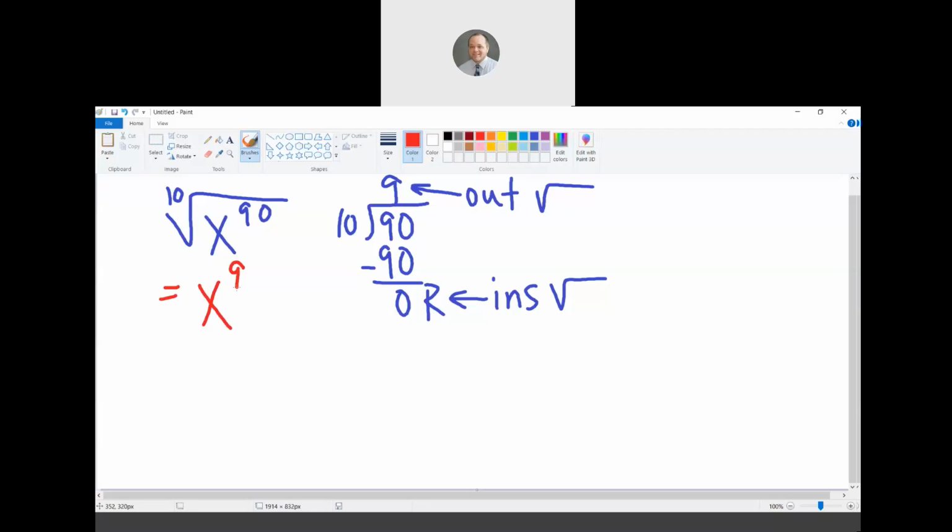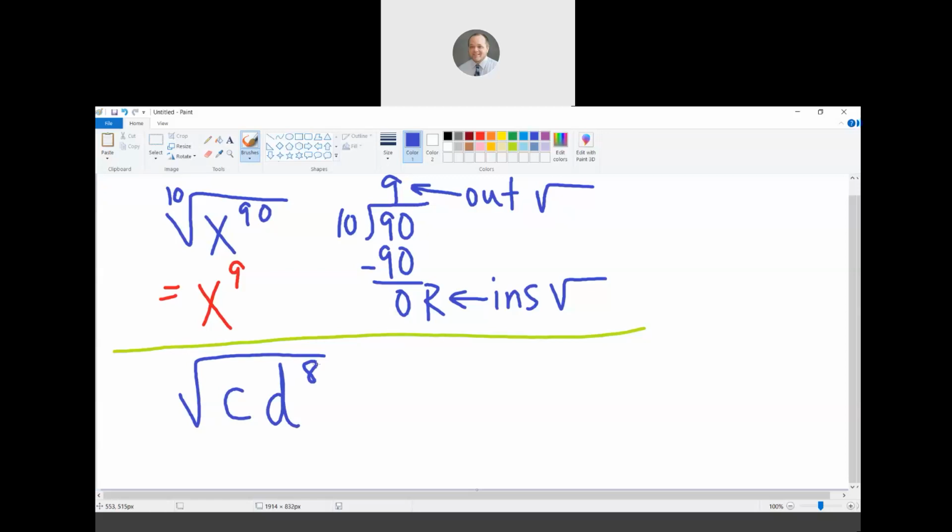Let's look at another example. Next example, we have the square root of c, as in cat, d to the 8th power. Remember, if you don't see a number for your root, it's understood to be root 2. And that c is understood to be to the 1st power.